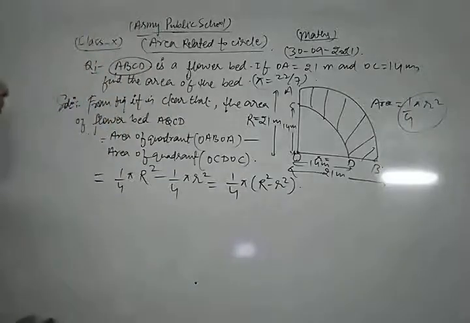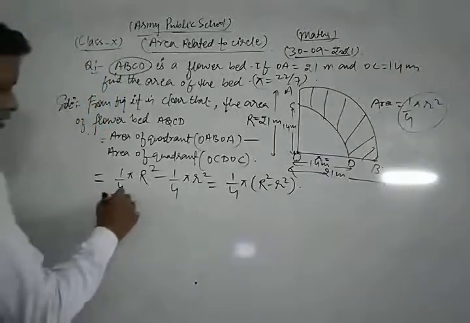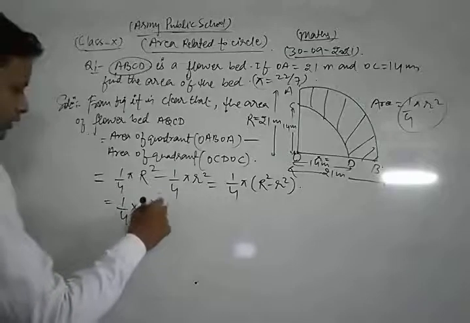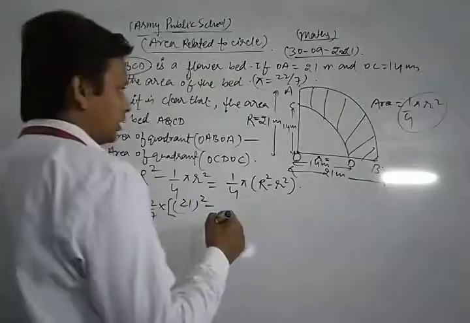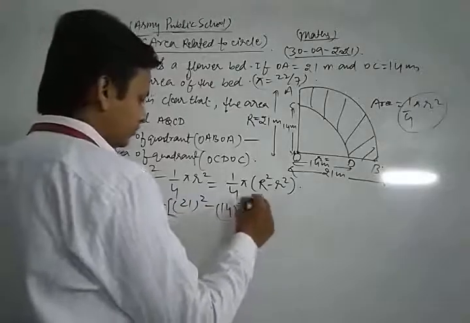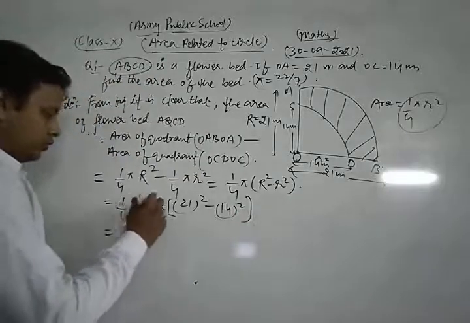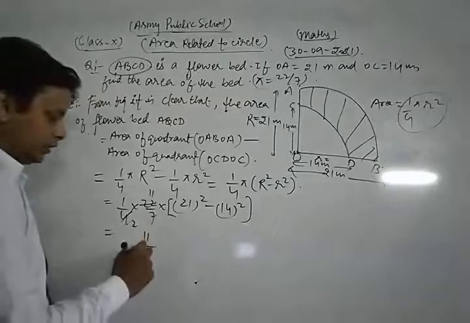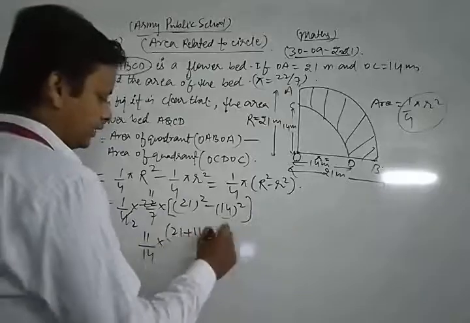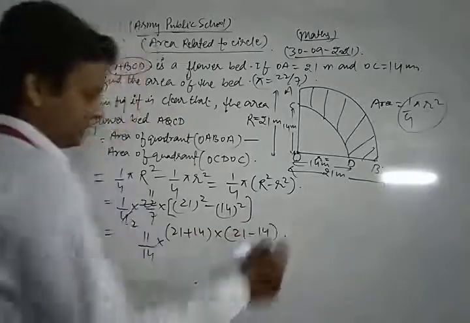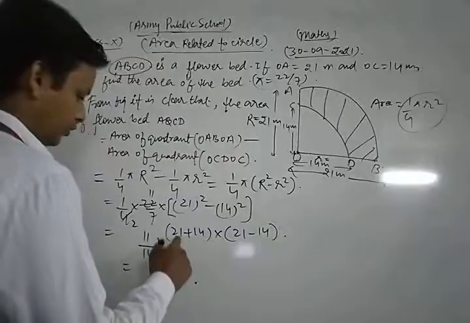Now look, we put in all the values and simplify. This is 1/4, this is 22/7 into capital R, which is 21 square, minus small r, which is 14 square. Now we simplify them. So 11/14 into a square minus b square, so we can write (a plus b) in one bracket into (a minus b) in another bracket. We can write it this way. Now 11/14 into this is what?